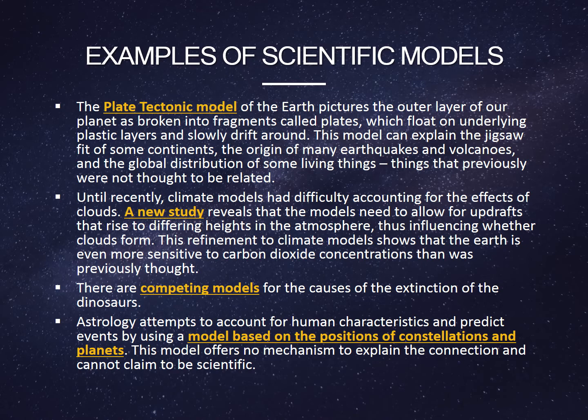Astrology attempts to account for human characteristics and predict events by using a model based on the positions of constellations and planets. This model offers no mechanism to explain the connection, and it cannot be scientific. I included this one because lots of flat earthers lately confuse astrology and astronomy. They're two different things. Astrology is certainly not scientific, and astronomy certainly is scientific.